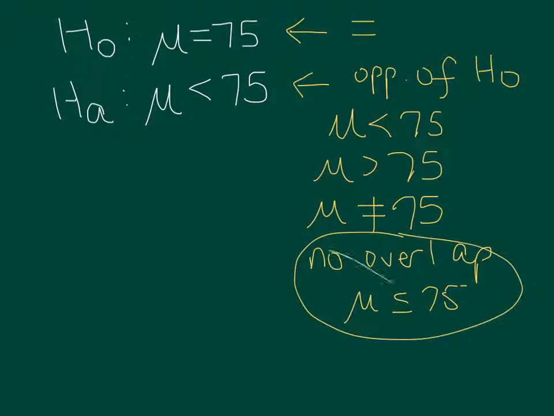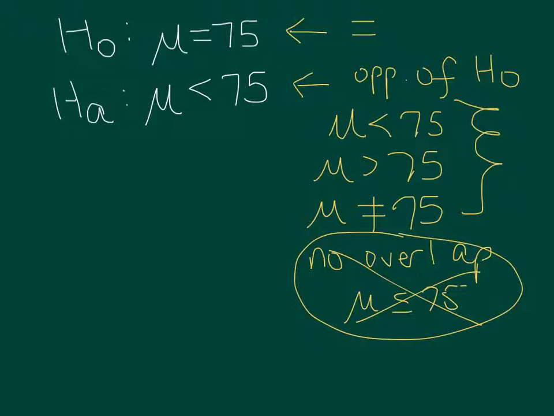So don't do the mu less than or equal, right? You want to choose one of these three things. These are the only kinds of conditions you want to have for your test: either greater than, less than, or not equal. Those are the opposites of 75. In the context of our problem, it wanted to be less than. So that's what we chose, less than.